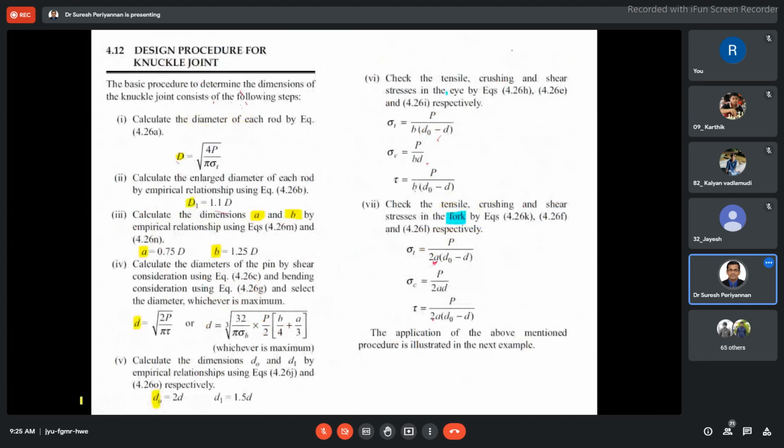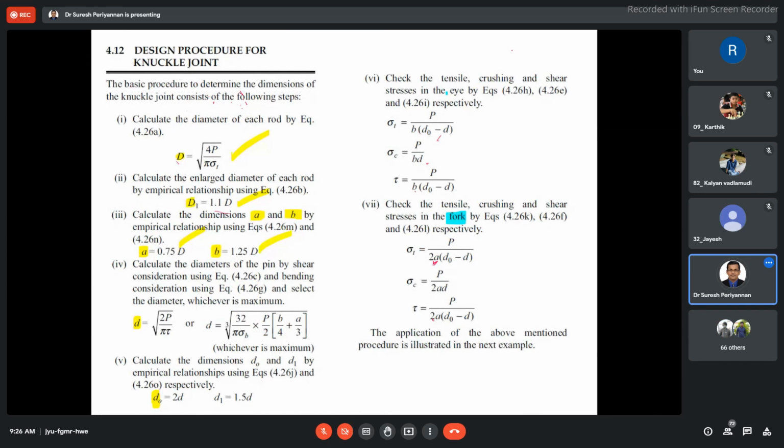Okay. Now this is whatever we discuss. We are going to sequentially see how to calculate, how to solve the problem, and how to design the knuckle joint based on these steps. First, finding the diameter of the rod. Second, finding D1, the enlarged diameter of the fork or eye end. Now this is the thickness of the fork. This is the thickness of the eye end. These are the steps to be followed for designing our knuckle joint.